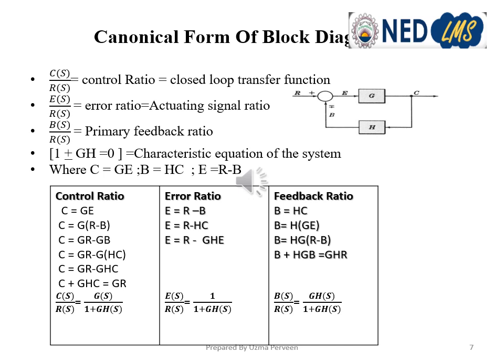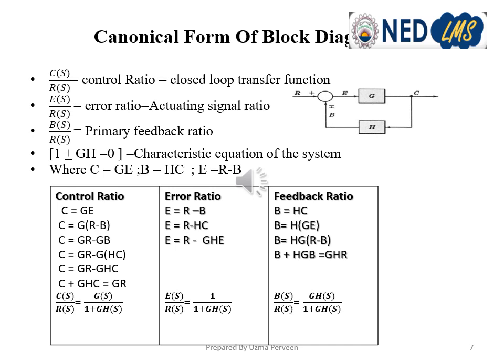These are very simple ratios. We use control ratio to control the value of controlled variable C. We can use the error ratio to find and adjust the error E or the feedback B by using feedback ratio. In all three ratios, we can see that 1 plus GH is the denominator, which is actually the characteristic equation of the system. We can use this characteristic equation in multiple solutions like stability. We'll see in the next lecture, inshallah, next 1 or 2 lectures.